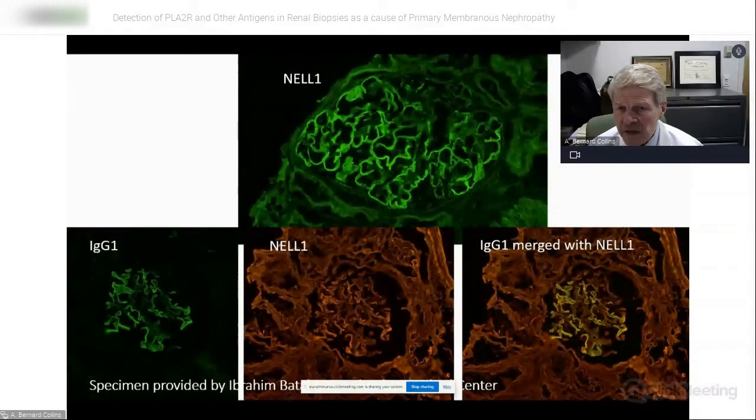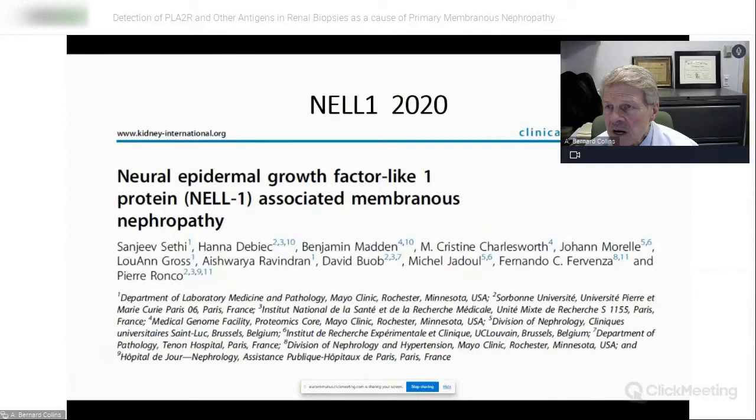We ran, in conjunction with the case, our positive control that we had gotten from Columbia, which shows clearly the segmental granular pattern, unlike our case, which was really difficult to interpret, with the principal IgG subclass being IgG1 and segmental Nell-1, and then the merge with a segmental pattern. Nell-1 was described in 2020 by Sanjeev Sethi and Pierre Ronco and colleagues from the Mayo and from Paris, I should say. It's really interesting that this case turned out to be Nell-1.